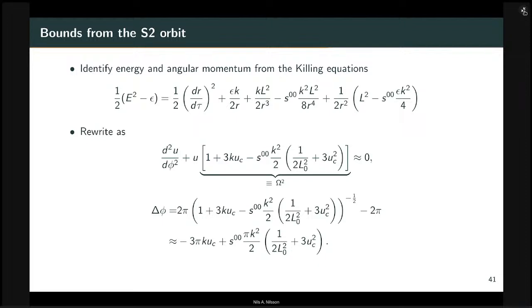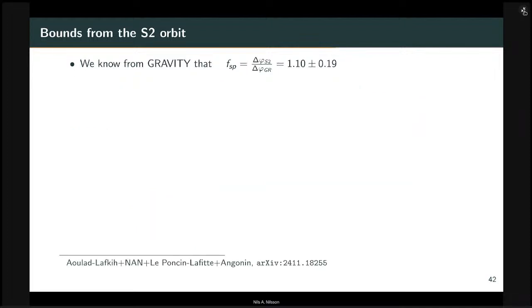Now, in order to find the precession of the perihelion, what I want is some delta phi, some shift in the angle for every orbit. And this takes on a linear correction in terms of S00. Okay, this is what I can expect from this type of Reissner-Nordström solution. And from GRAVITY, I know the following. This quantity F, which is basically the ratio of the data with the GR prediction, is about 1.1.